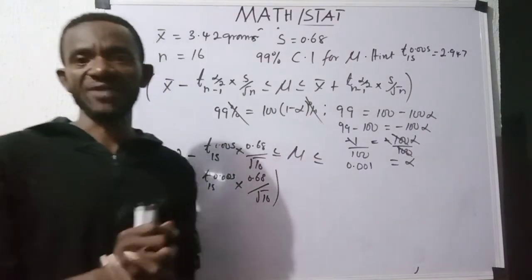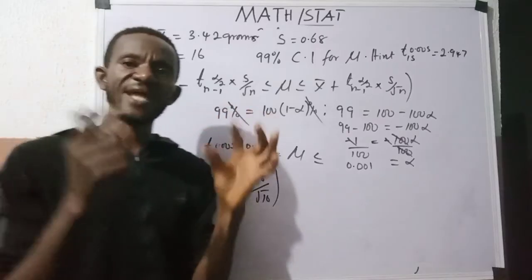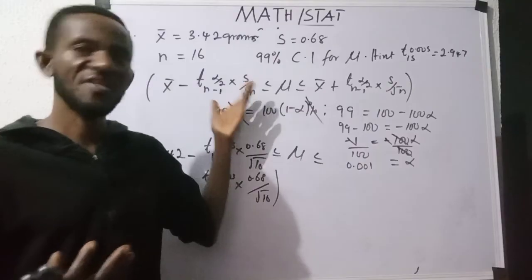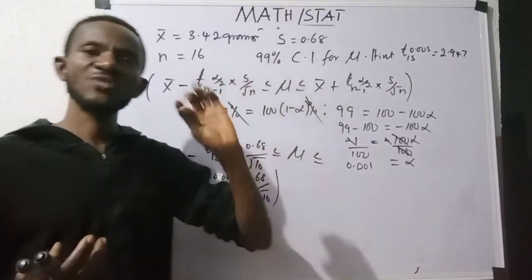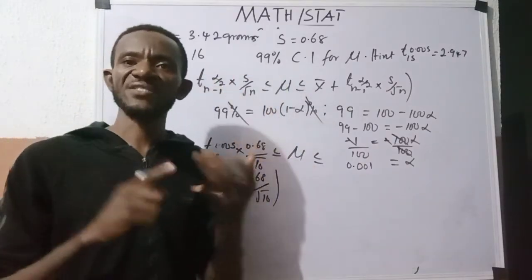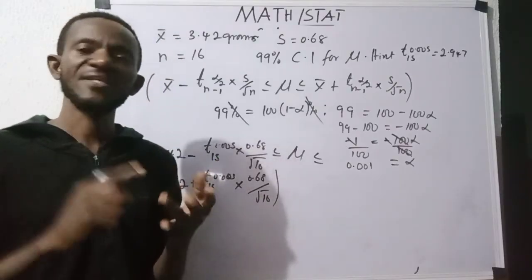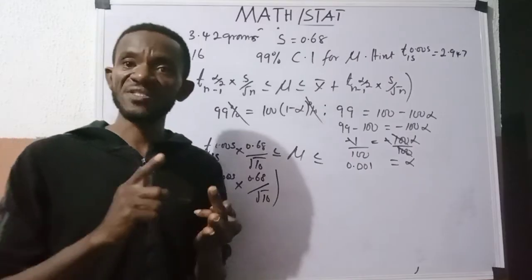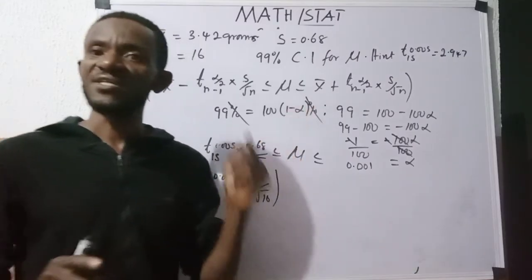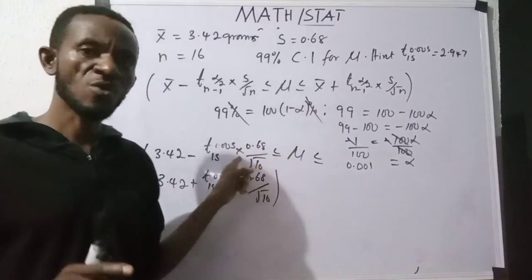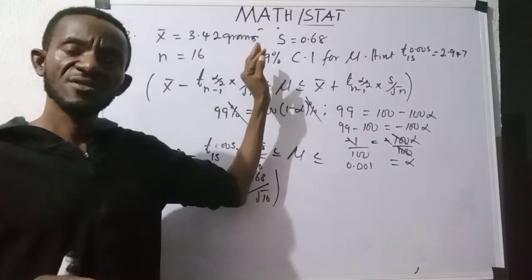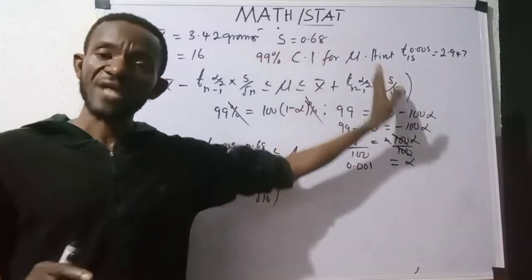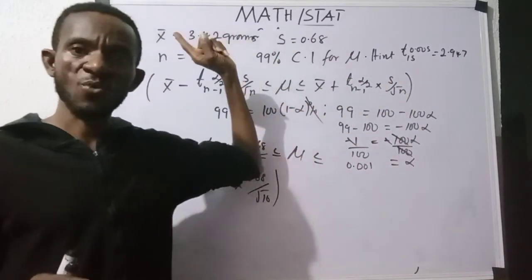So what I'm trying to drive at is that when you are given questions on the confidence interval on the population mean, let your interest be on whether the sample size is large and whether the population standard deviation is given. The moment they are given, you know what to use. The moment they are not given, you know what to use. When the population standard deviation is known and the n is large, you use step 1.